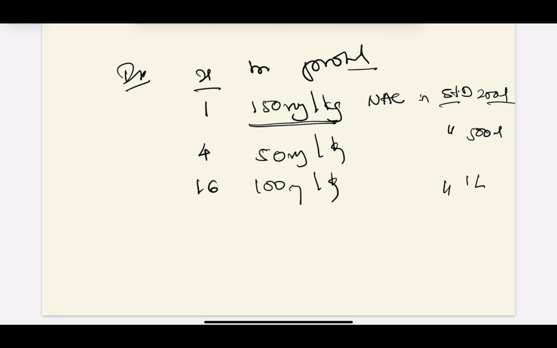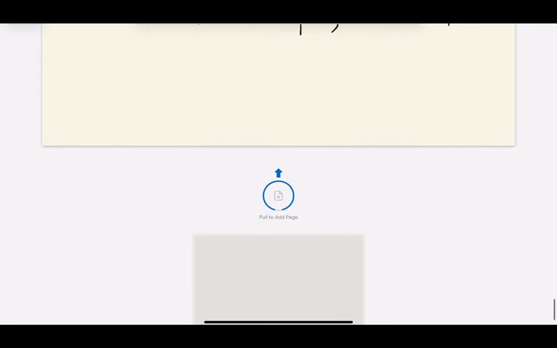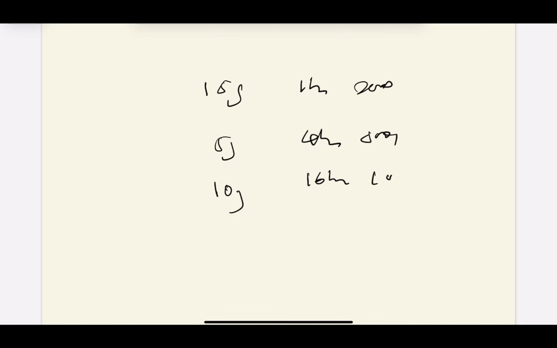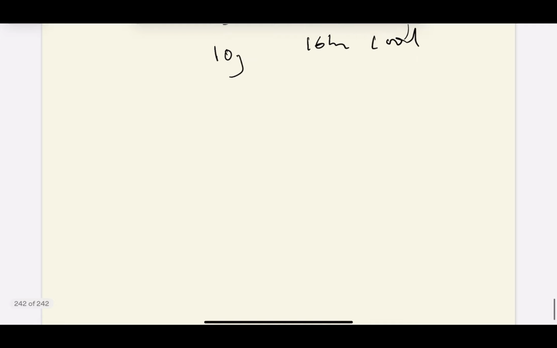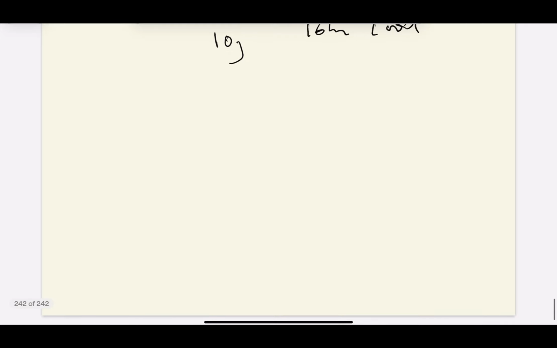Let's suppose the patient is 100 kg. First you give 15 grams in 1 hour. Next you give 5 grams in 4 hours. Next you give 10 grams in the next 16 hours, in 200 ml, 500 ml, 1000 ml of 5% dextrose. So the fluid remains the same, only the dose and volume of the fluid change.